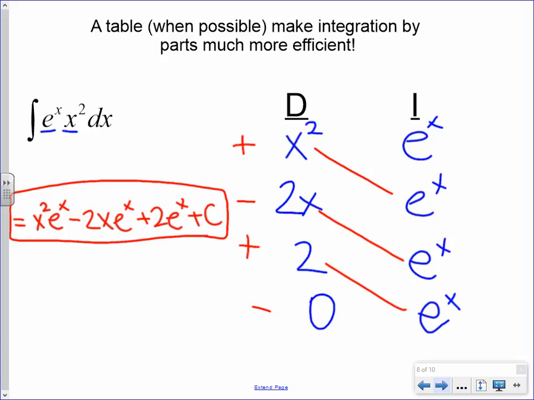Did we get the same answer as before? Was it more efficient and more fun? So when is that not going to work? If we had e to the x times sine of x, that would not work. Basically, if you don't have a polynomial to put in the D column, it's not going to work, because a polynomial is the only one that's going to differentiate out to 0.